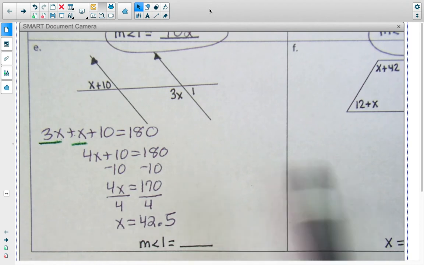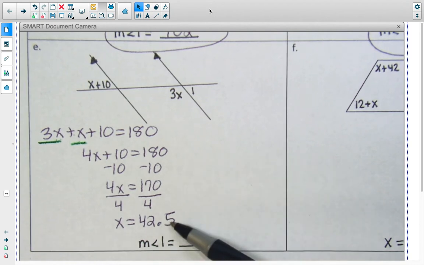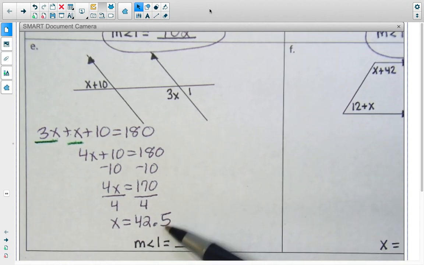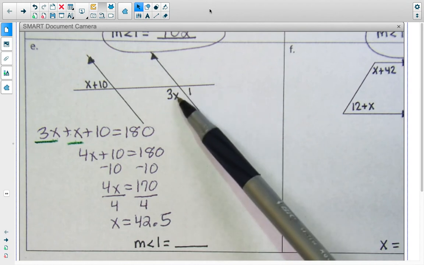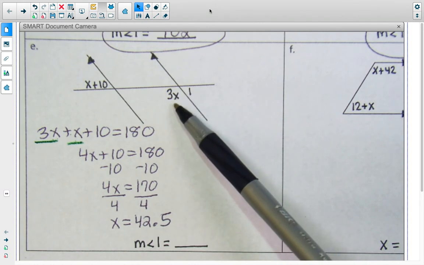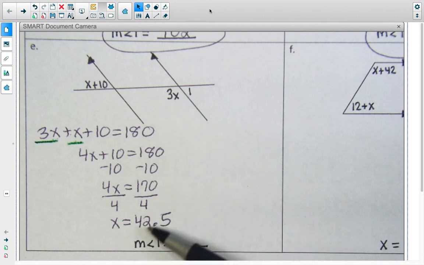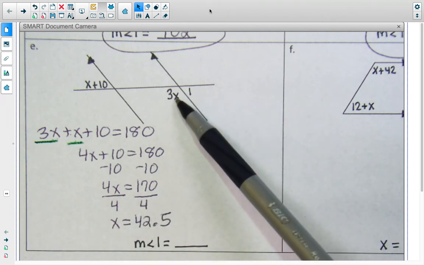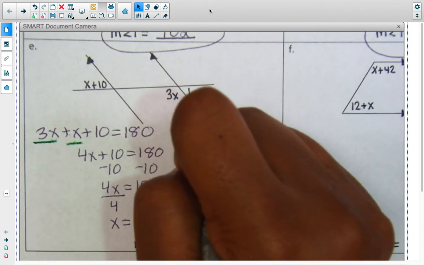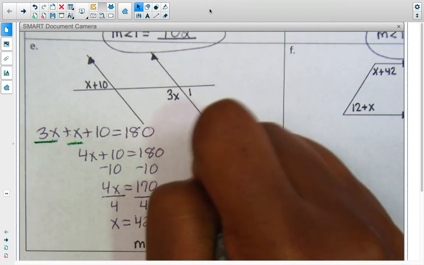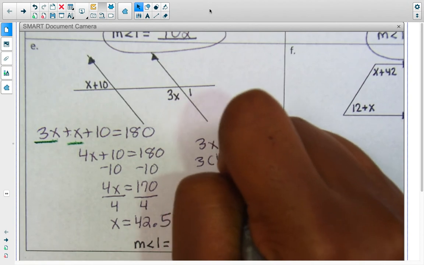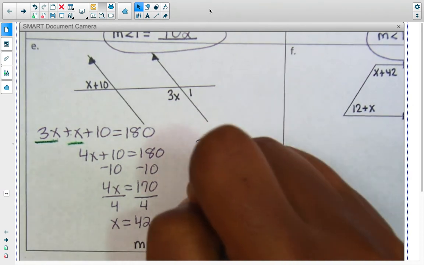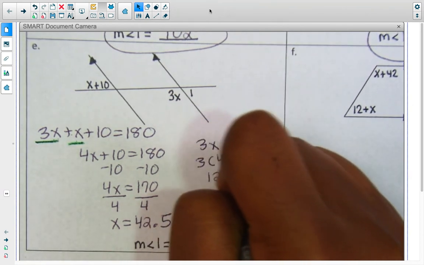Not finished yet. I now need to take this x and I need to plug it into one of my equations. It doesn't matter which one we plug it into, just as long as I plug it into one of the equations. I'm going to take the x and I'm going to plug it in right here. Okay, so I'm going to do 3x, substitute 42 and a half in, and that gave me 127.5.